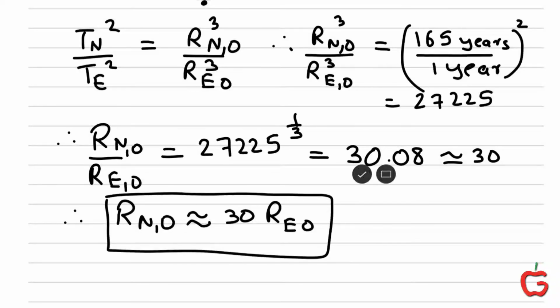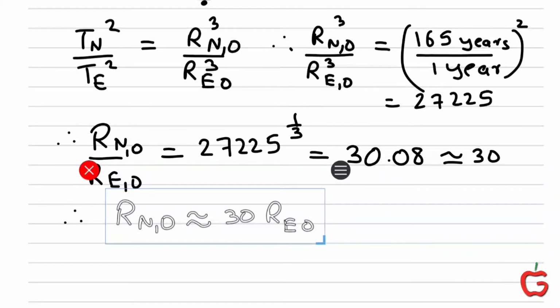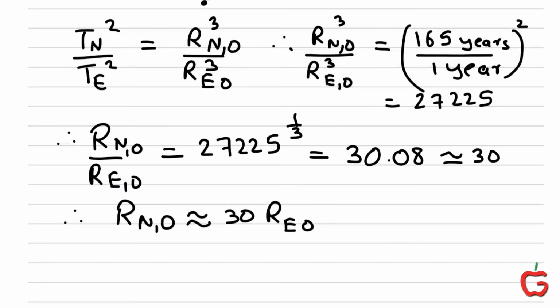Okay, so whenever there is a relation between time periods and radii or semi-major axis or semi-minor axis, we can use Kepler's third law of motion. Okay.